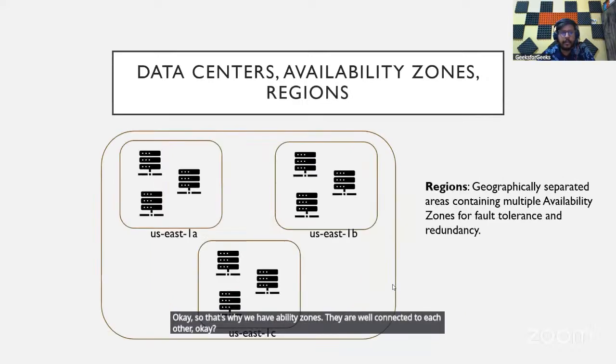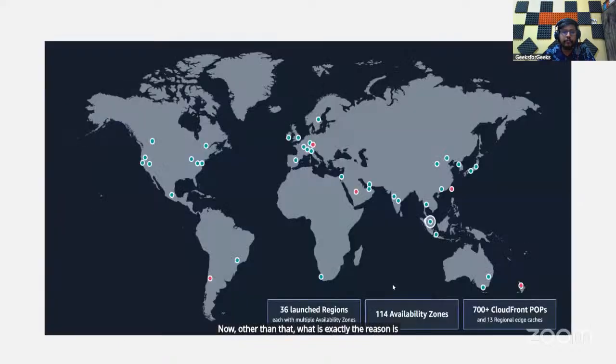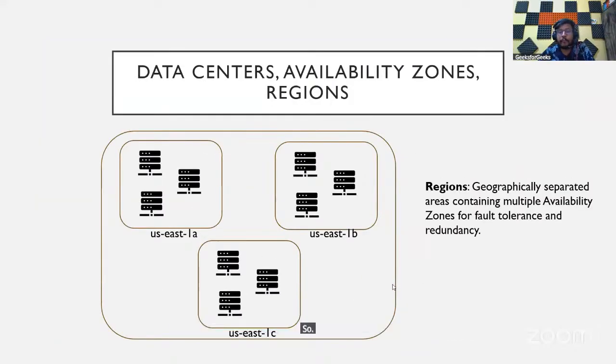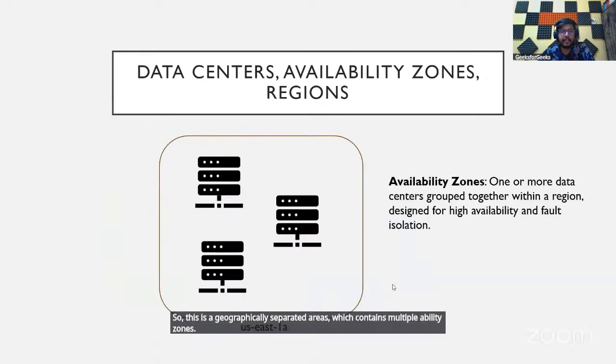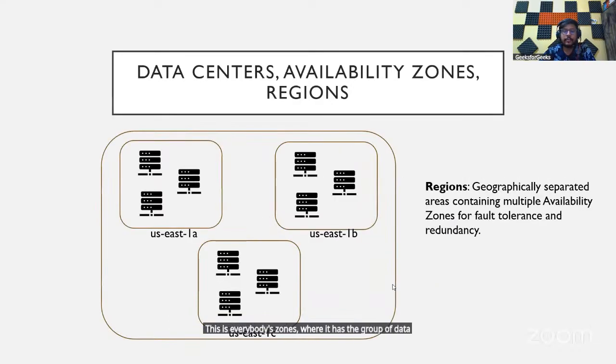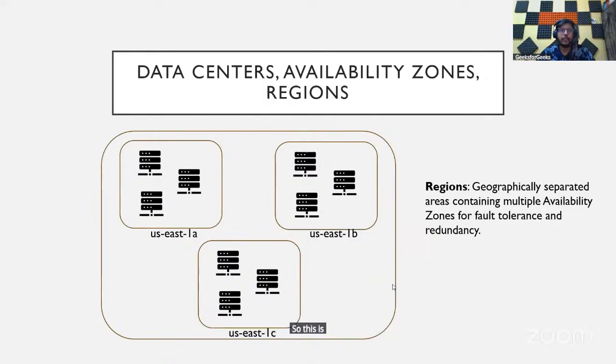Other than that, what exactly is the region? It is the green colored dot which we saw in this diagram. This is a geographically separated area which contains multiple availability zones. The availability zone has a group of data centers, and the region is a group of availability zones. So this is the difference between data center, availability zones, and regions.